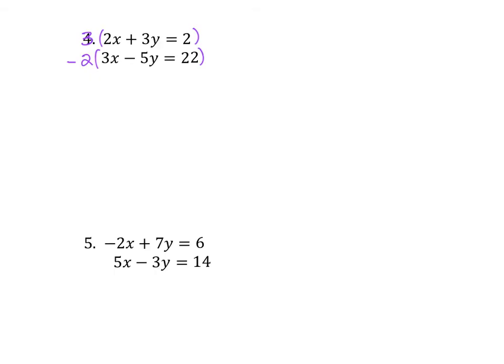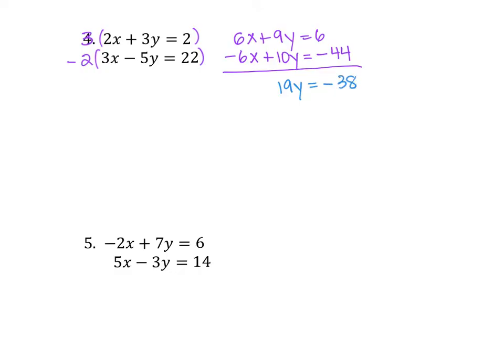So for the top equation, 3 times 2x is 6x, 3 times 3 is 9y, 3 times 2 is 6. On the second equation, I'm multiplying everything by negative 2, so negative 6x. Negative 2 times minus 5 makes it plus 10y. Negative 2 times 22 is negative 44. Now if I did this right, something should cancel. 6x minus 6x cancels. Wonderful. 9 plus 10 is 19y. Negative 6 minus 44 is going to be negative 38.